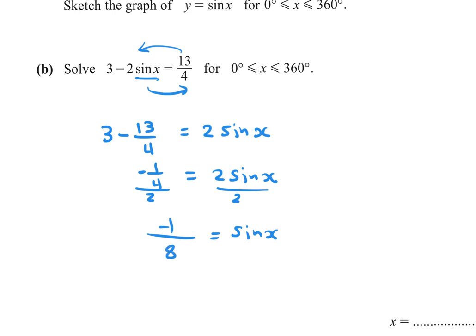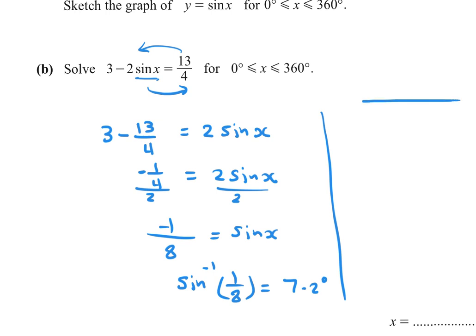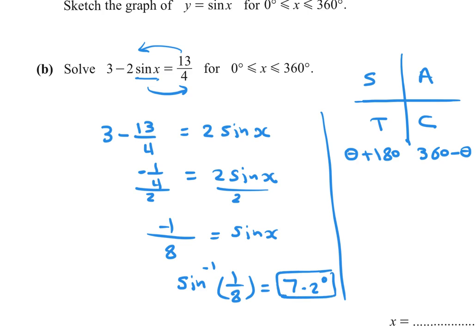Now with your calculator, find the acute angle which has sine 1 over 8. So sine inverse, or shift sine, 1 over 8. Now you have the acute angle, 7.2 to 1 decimal place. Use the ASTC rule to find the angles which satisfy the equation. Sine is negative in which quadrant? From the ASTC rule, sine is negative in the third and the fourth quadrants. In the third quadrant, theta plus 180. In the fourth, 360 minus theta. Theta is 7.2. So 180 plus 7.2 is 187.2, or 360 minus 7.2 is 352.8.